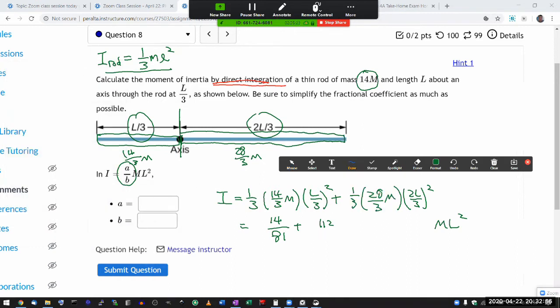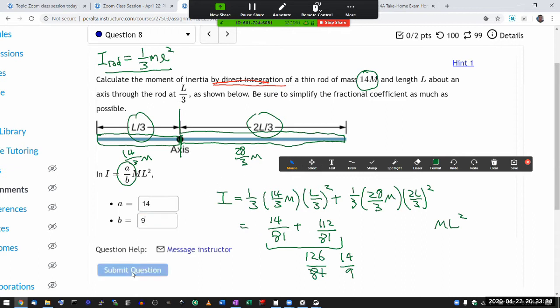All right, divided by 81 again, because it's 3 times 3 times 9. That makes it easier to combine this fraction. It's going to be 126 over 81. Looks like both are divisible by 9, so let's do that. So it should be 14/9. And when you do, you will get that to be the correct answer.